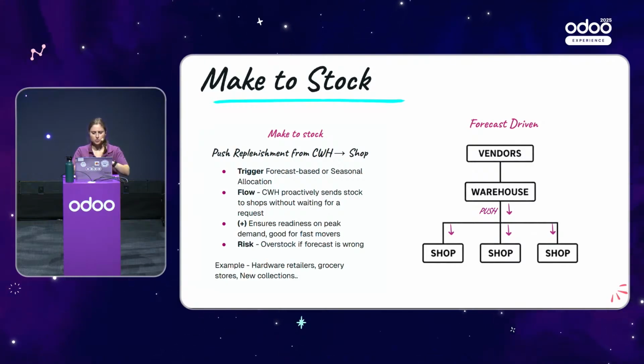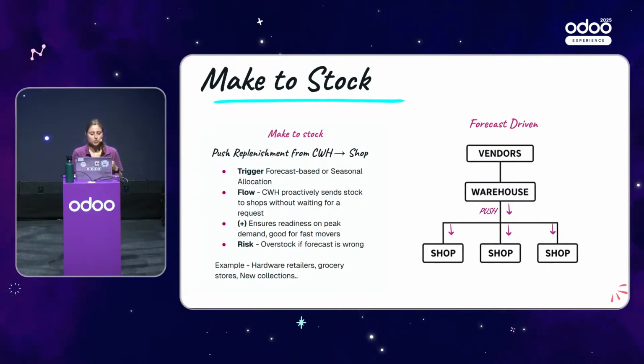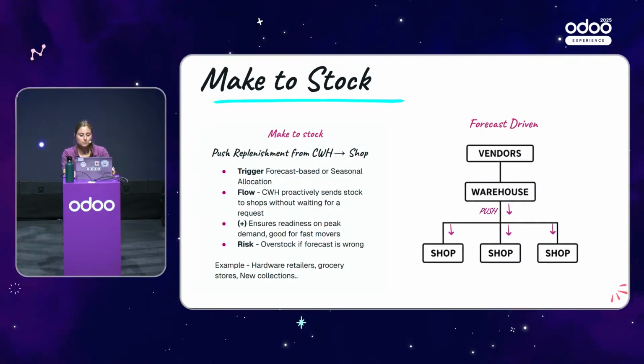This model is a push strategy. Like I said, the central warehouse is going to push the stock to the shops, and so it ensures the readiness of the shops for peak demand. So it's a good model for fast movers. Now, the risk, of course, is that you have some overstock if the forecast is wrong.